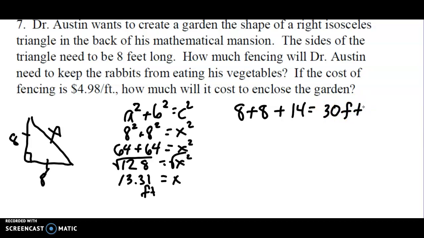And if the cost of the fencing is $4.98 a foot, how much will it cost to enclose the garden? So we're going to take that 30 feet, and we are going to multiply it by the $4.98 a foot, and we will get $149.40.